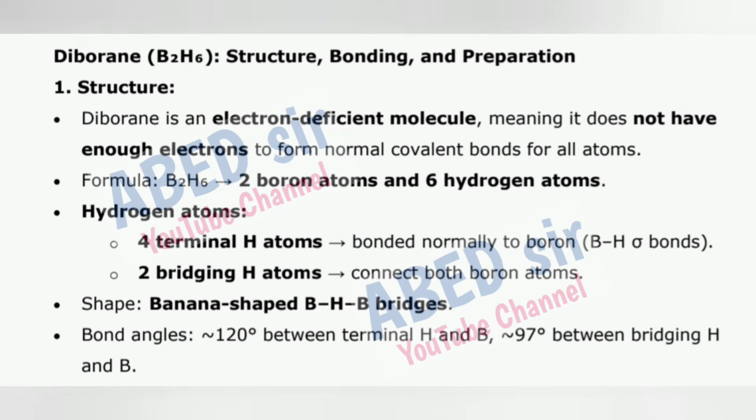1. Structure. Diborane is an electron-deficient molecule, meaning it does not have enough electrons to form normal covalent bonds for all atoms. Formula: B2H6, two boron atoms and 6 hydrogen atoms. 4 terminal H atoms are bonded normally to boron, B-H sigma bonds. 2 bridging H atoms connect both boron atoms. Shape: banana-shaped B-H-B bridges. Bond angles: ~120° between terminal H and B, ~97° between bridging H and B.